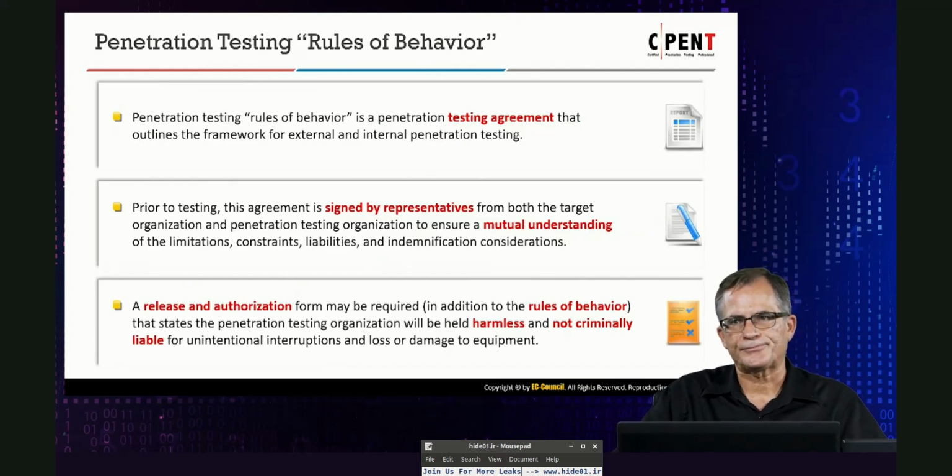Rules of behavior. Make sure that it outlines a framework for external and internal pen testing, right? Prior to actually testing, it's signed by representatives. Okay. Mutual understanding and limitations, release and authorization forms, right? Those types of things. All those are good things to actually see.